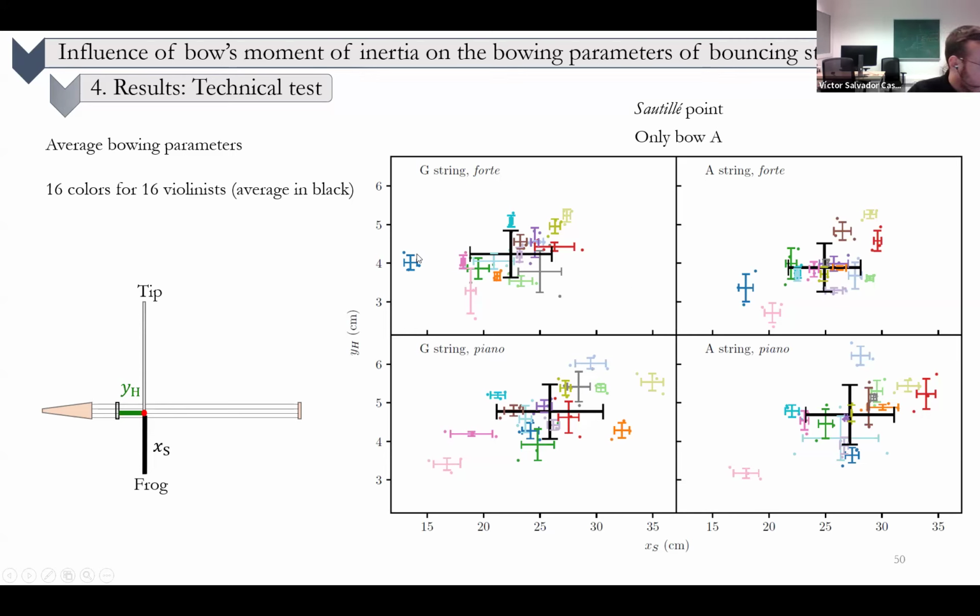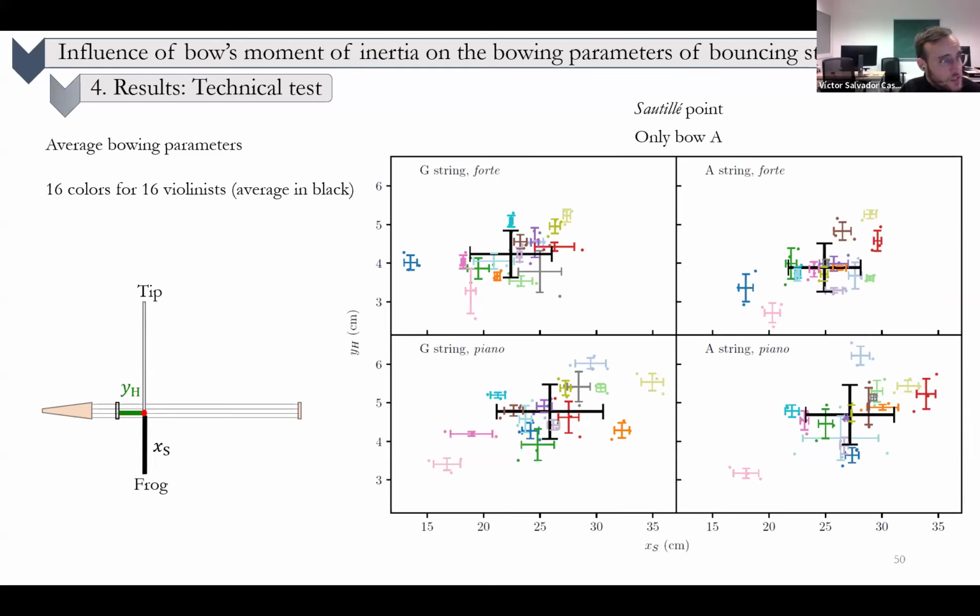What I am representing here is two bowing parameters. I selected two of the six bowing parameters that we can represent. In this case it is the distance from the bridge to the bowing point and the distance from the frog to the bowing point. So we see that there are some musicians that consistently play, for example, here represented in pink, closer to the frog and closer to the bridge, and others that consistently play, for example, this one in light green, further from both the frog and the bridge.